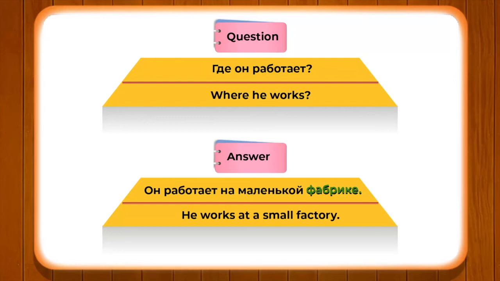But since we are talking about the prepositional case, we need to follow the rules of this case. Specifically, in this case, when we have a question, где он работает? So, он работает на маленькой фабрике. He works at the small factory. Okay, so please pay attention to the endings. Маленькой фабрике. So at the end we have also used е, like in case of masculine gender, when we are talking about the noun's ending. But when we are talking about the adjective's ending, it will change into ой.